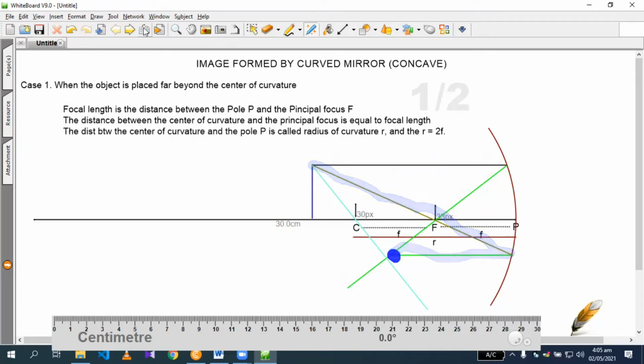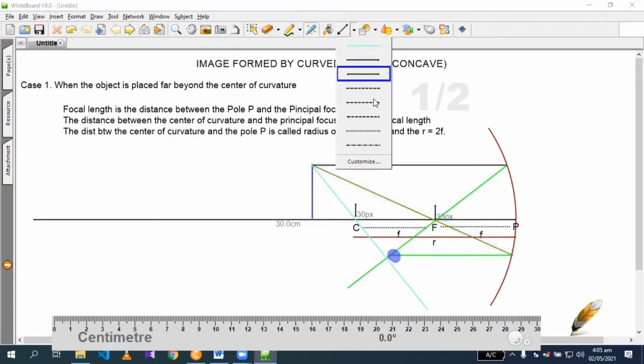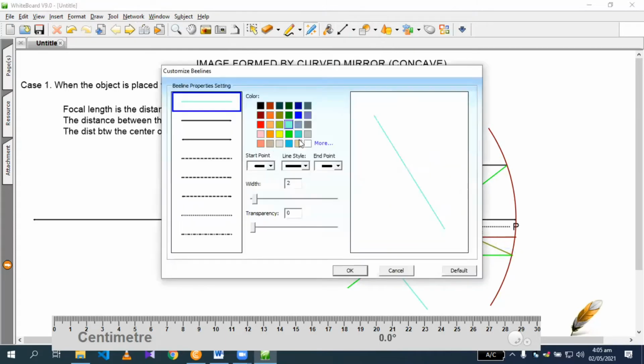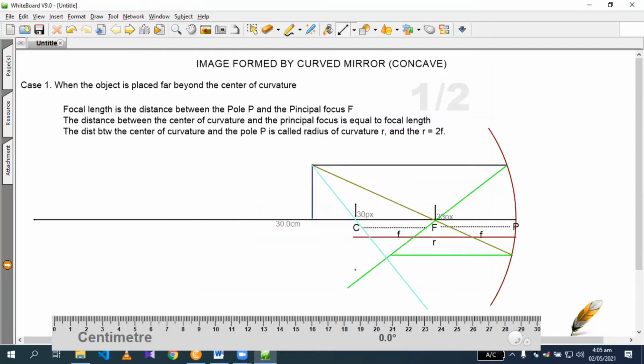But something about the image formed is that the image will be... let's use what color should we use for our image now. Let's use this color. The image formed, let me change the color. Now I wish I could zoom in on this. Seriously, I wish I could zoom in.